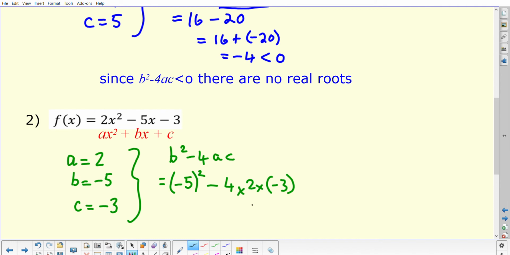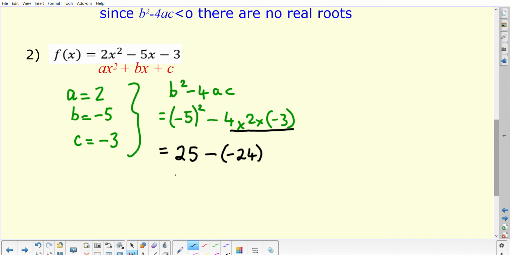And again, remember that we will be doing that together. So negative 5 squared, remember, negative 5 times negative 5 is positive 25. Minus, you've got 4 times 2, which is 8. 8 times negative 3 is negative 24. And what that means for you is you're doing 25 add the additive inverse of negative 24, which is positive 24. So that actually becomes the answer of 49.